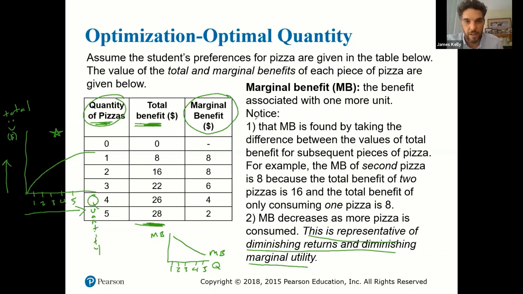Okay, so to summarize, this is what we're really focused on, deriving this marginal benefit curve. It's typically, again, a negative relationship, meaning that marginal benefit decreases as the quantity of something increases. So as quantity increases, marginal benefit is going to decrease.